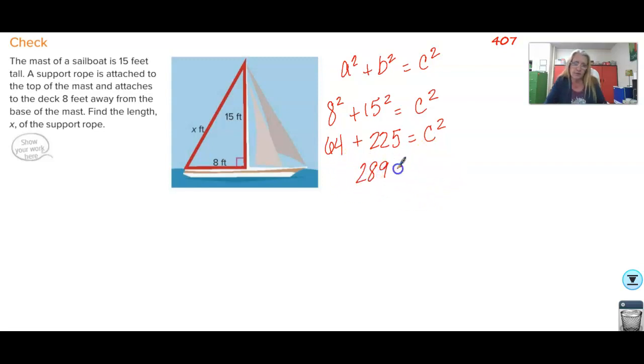Okay. Then if you take the square root of both sides, square root of 289. Yep, I was right. 17. No decimals. We're not having to round anything yet. They've been giving us nice Pythagorean triples. So the length of the rope is 17 feet.